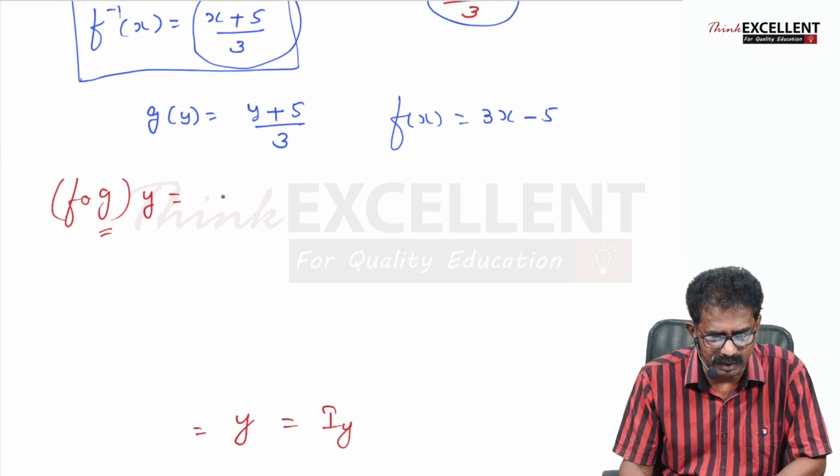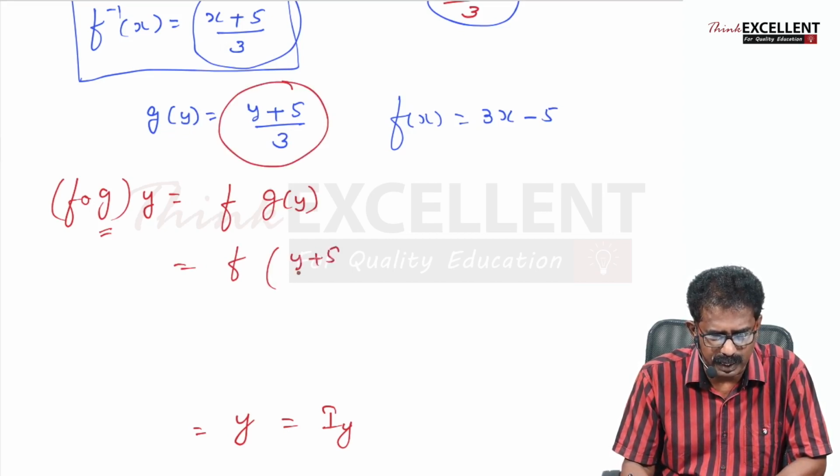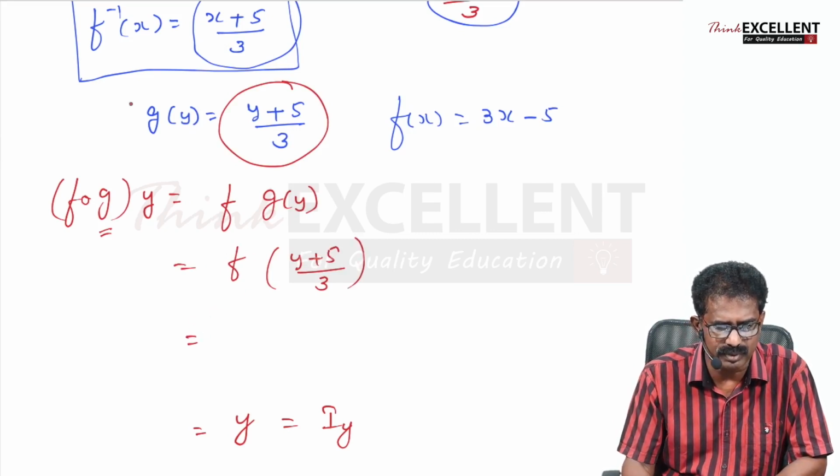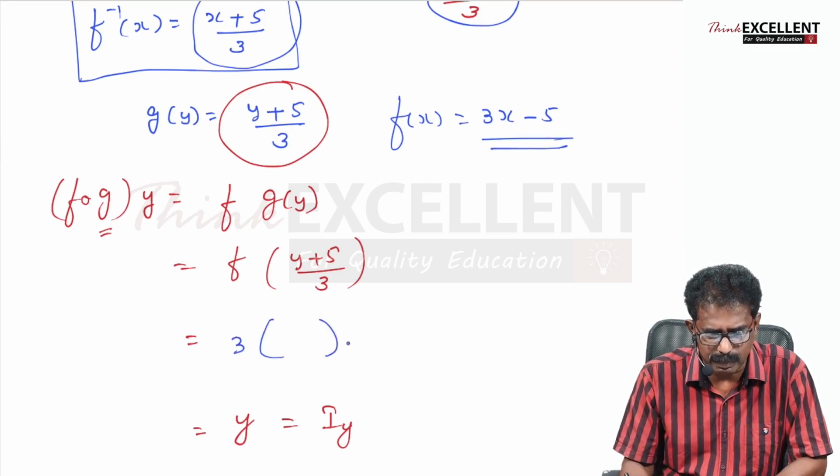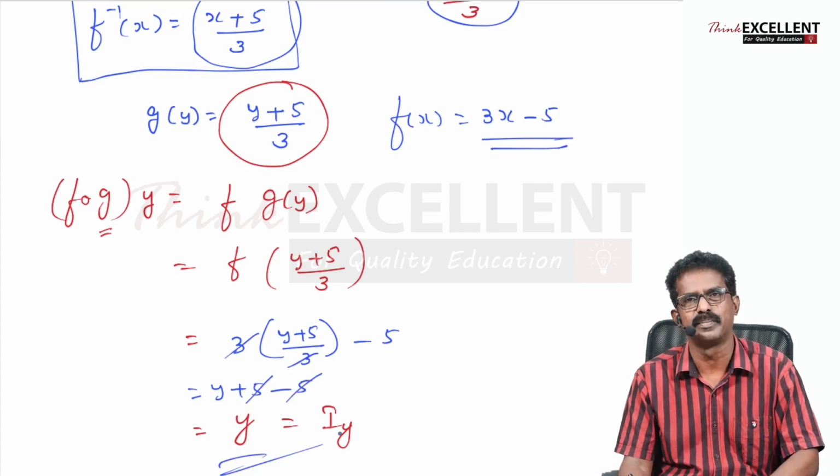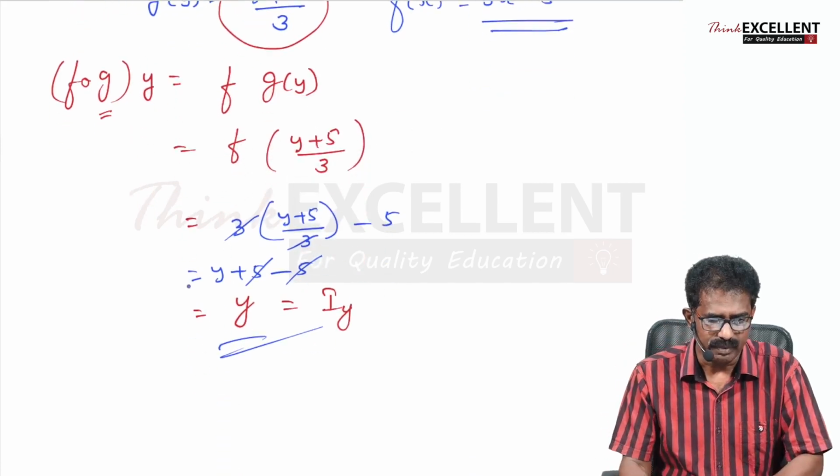Let us see how to prove this, composition of functions we studied, right? So you can write it as f of g of y. That is f of, what is g of y? It is here, (y plus 5) by 3. Put this value in f. See what is f? 3x minus 5. What is x? (y plus 5) by 3. The 3 cancel. You are getting y plus 5 minus 5. Minus 5 plus 5 cancel. You are getting y as your answer. This is one, f composition g.